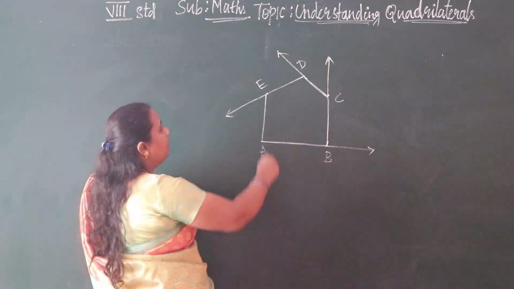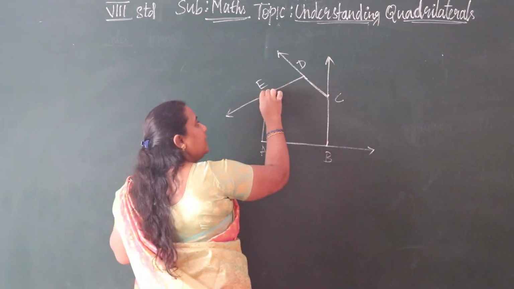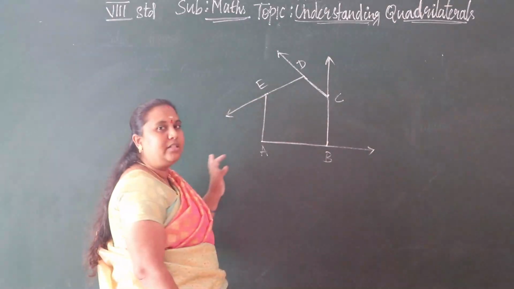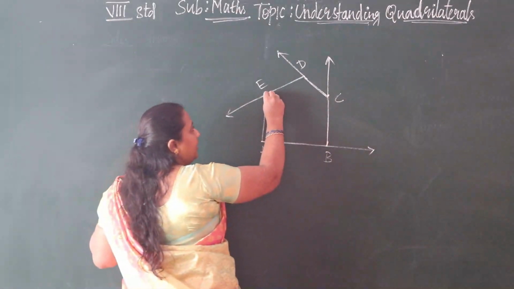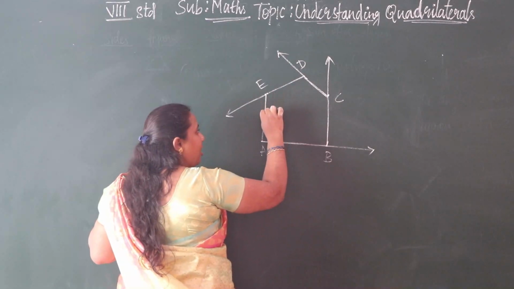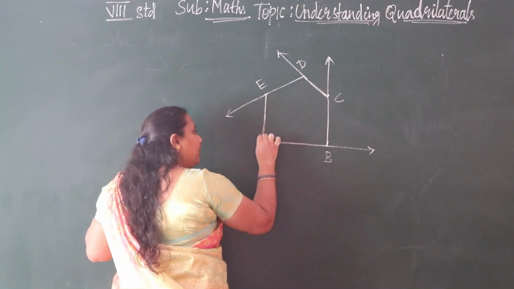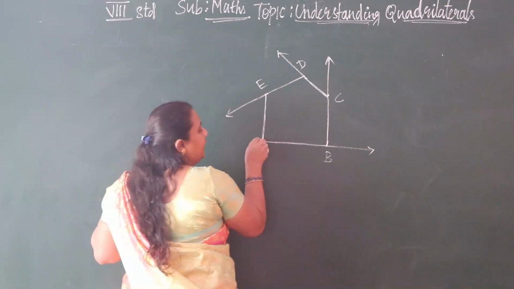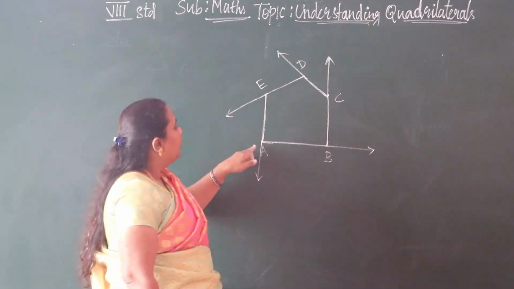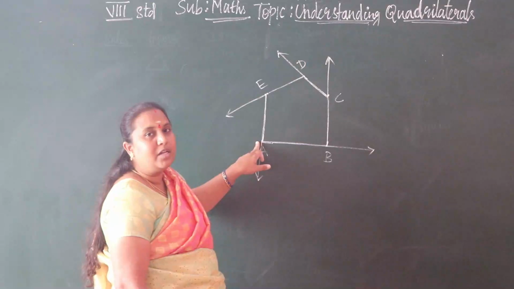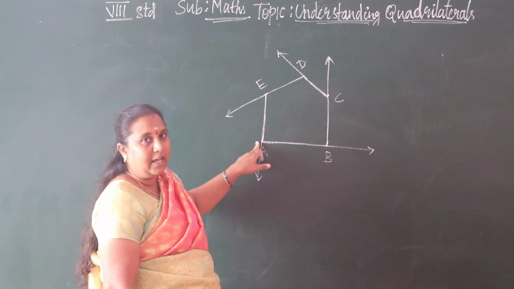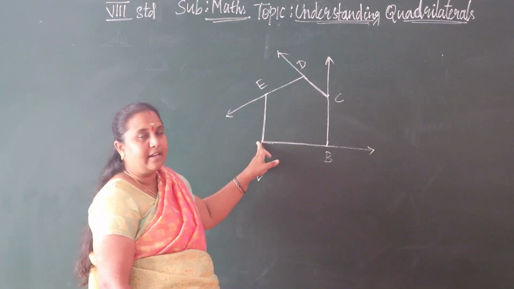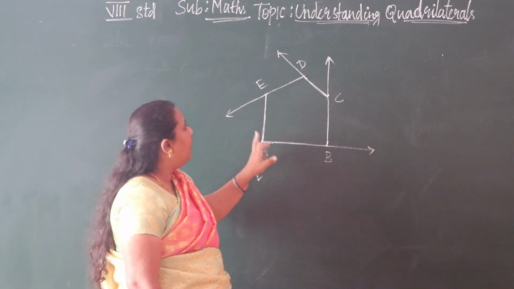Here the man who is walking stops at the point E, and then he turns and starts walking from E to A. A is also here, but here he turns. That is, he started from vertex A and ended at vertex A itself. So that is the angle.